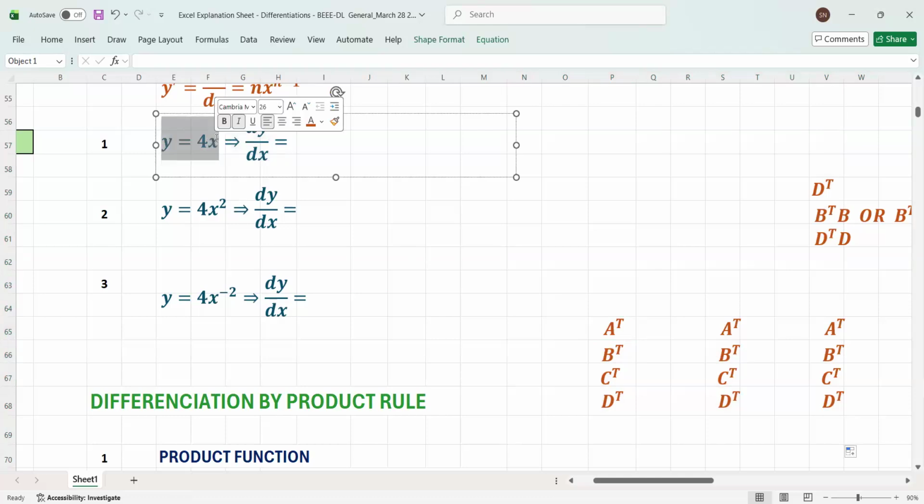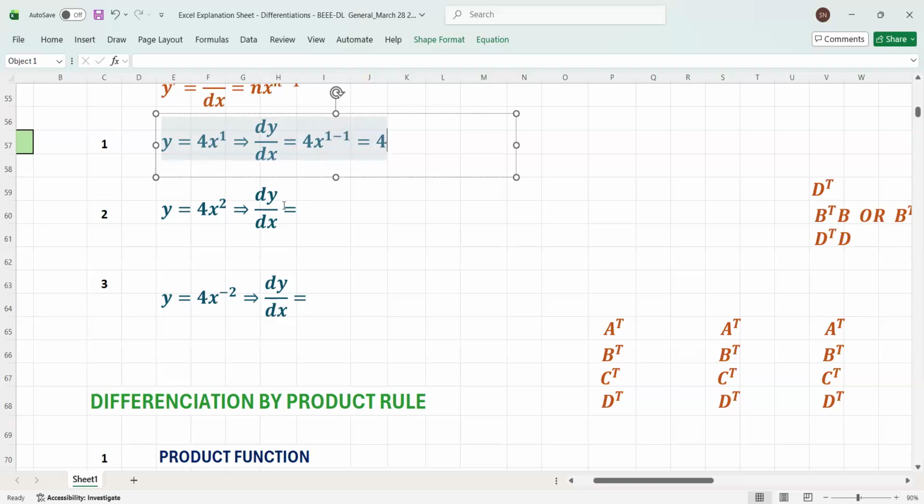Let's go on. If we have y equals 4x, it means x raised to the power 1 multiplied by 4, and we're going to get x raised to the power 1 minus 1. What is 1 minus 1? Is it not 0? And if that gives us 0, then x raised to the power 0 gives us 1. So my function will reduce to the answer being 4.